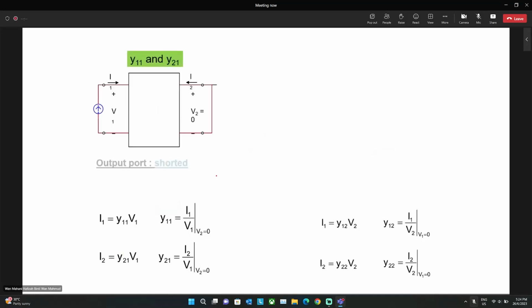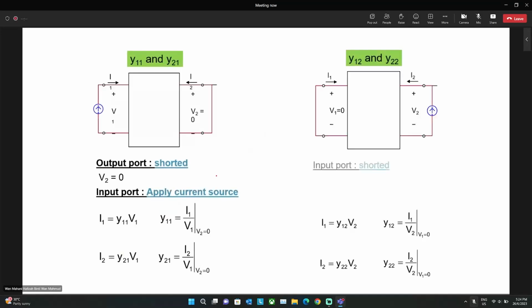Okay, so ini adalah cara untuk cari Y11, Y21, Y12 and Y22. Macam saya bagi tahu tadi, input port kena buat macam mana. Ini untuk methods by definition. By definition tu maksudnya based on equation asal tu, kita kena short bahagian output port untuk cari Y11 and Y21 sebab kita nak hilangkan V2. Macam tu lah, itu by definition.